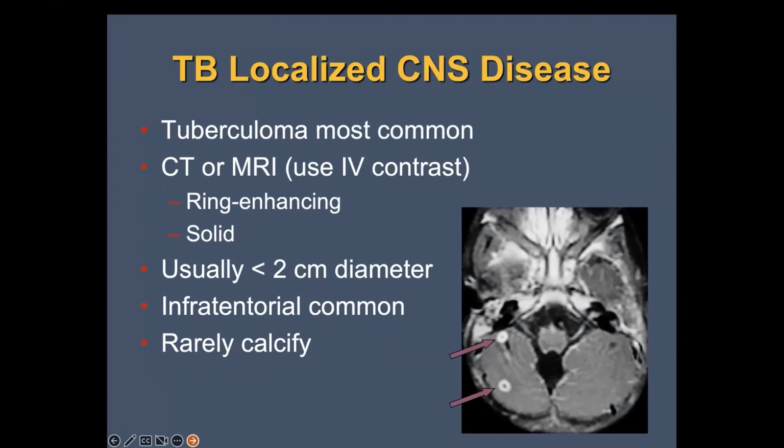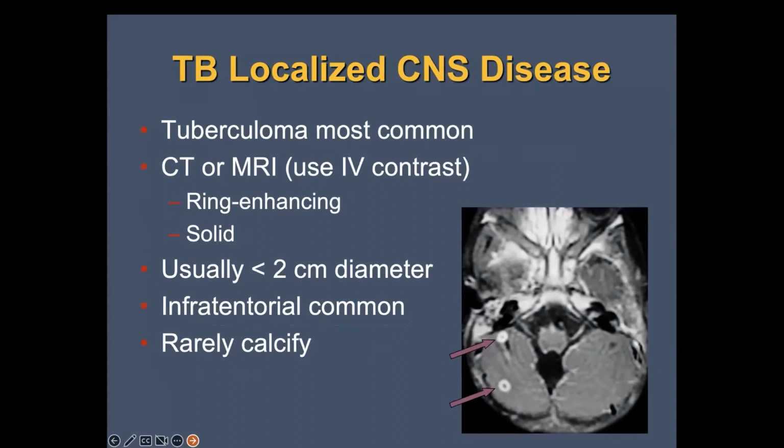The localized forms of disease in the brain and spinal cord are generally considered to be tuberculomas. And you're really going to need elegant imaging to see these, either CT or MRI, and IV contrast is really important. They don't tend to calcify, and so you won't see them unless you give IV contrast and you can actually see the enhancement of the lesions.